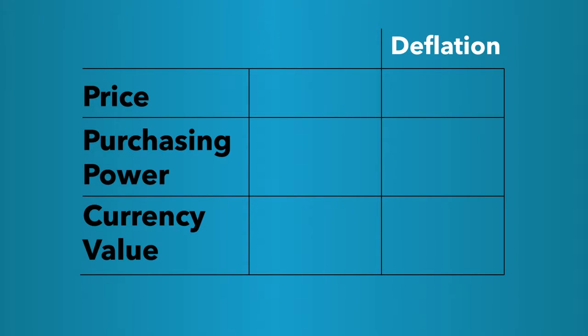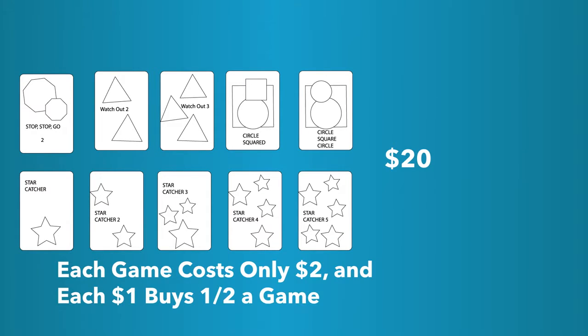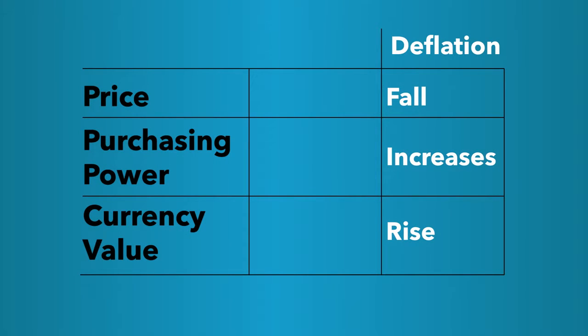If there's deflation, prices fall. So maybe a year later, you could buy 10 video games for the same $20. Each game costs only $2, and each dollar buys half a game. The same amount of currency buys more games, and its purchasing power has increased, as has its usefulness and its value.